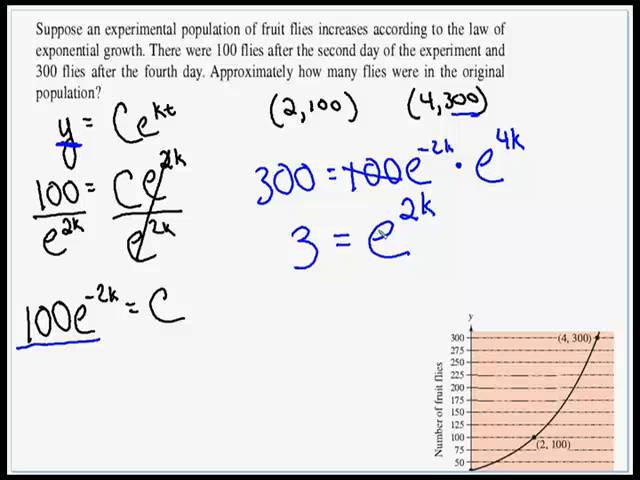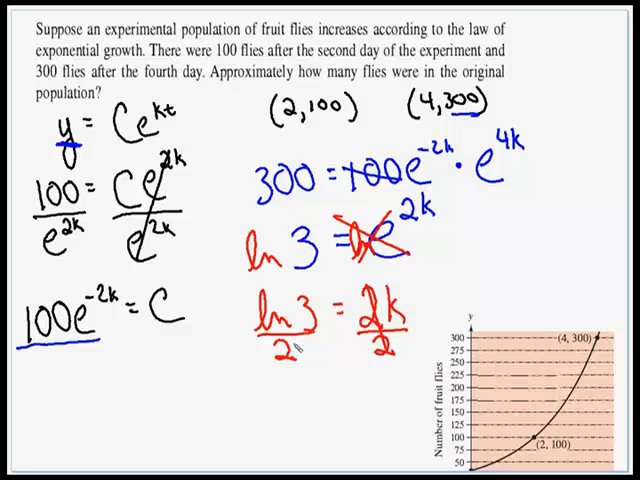So let's take the natural log of each side. The ln on the left, the ln on the right will cancel with the exponential base. So now we have the natural log of 3 is equal to, the exponent drops down, 2k. And when we divide both sides by 2, the ln of 3 divided by 2 gives us a k value of approximately 0.5493.